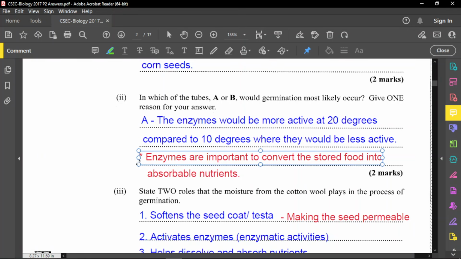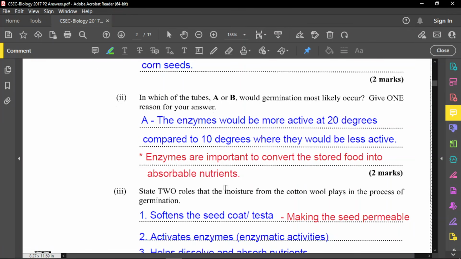And a point to note here is that enzymes are important to convert the stored food to absorbable nutrients. In the seed, you may have starch that is stored, and the starch will be converted to glucose that can be absorbed by the embryo. We also will have oils and fats stored in the seed as well, and so those will also be converted into fatty acids that can be used by the embryo. And of course, other nutrients will be there as well.